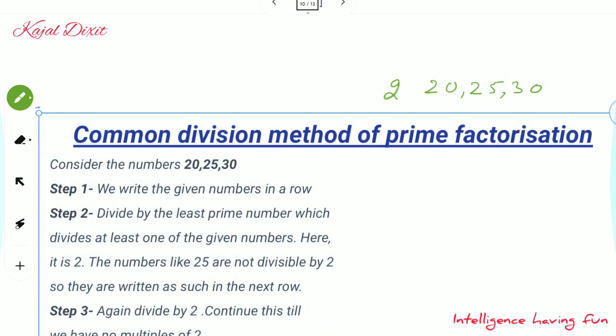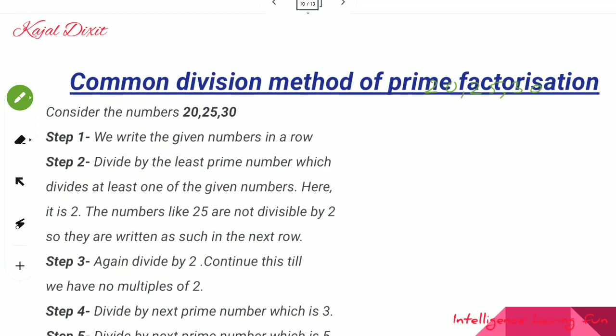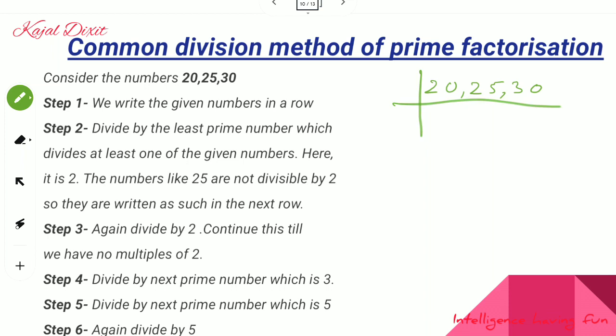2 is dividing 20, giving 10. 2 is not dividing 25, so 25 is written as it is, and 2 is dividing 30, and the answer comes out to be 15. Now again we can choose 2, because 2 can still divide 10. So I am writing down 2 again. 25 is not divisible by 2, so it is written as it is. 15 is also not divisible by 2, so it is written as it is.